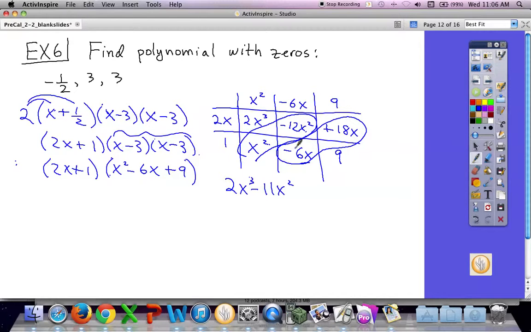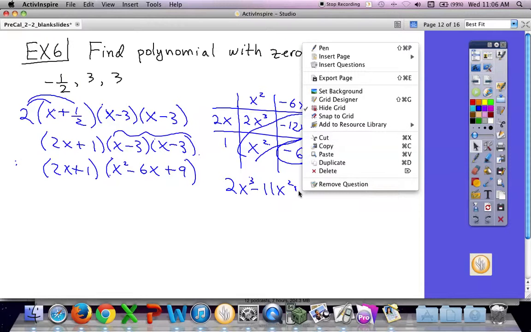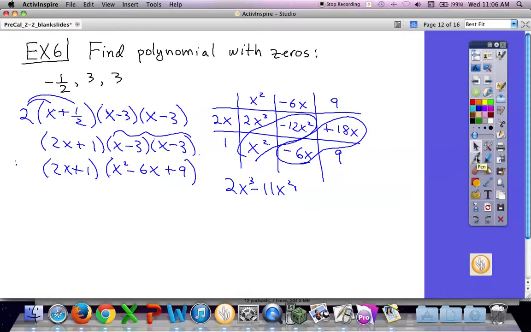Then negative 6 plus 18 is plus, now I'm not squeezing that, plus, don't do it. Come on. Okay, plus 12x plus 9.